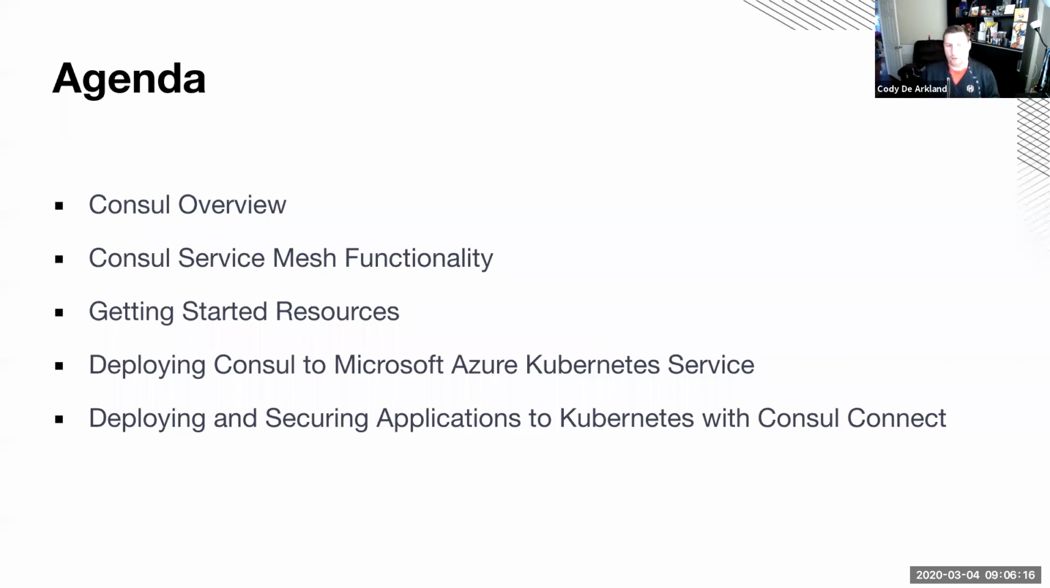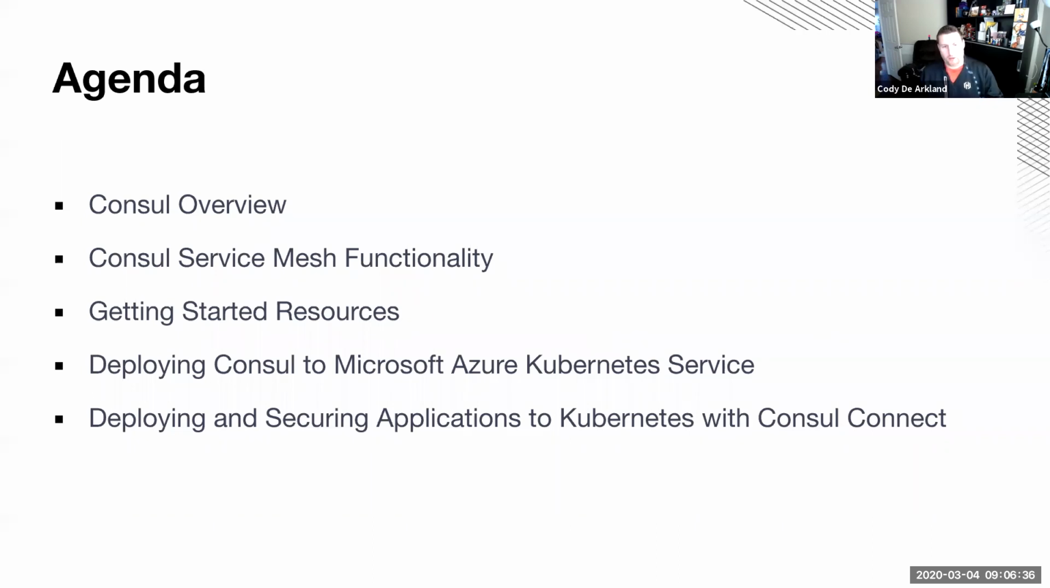I'm going to show a couple of resources on HashiCorp's webpage around getting started: some of our Learn guides, some of our documentation, as well as the actual Helm chart repository. We're going to talk about deploying Consul onto a Microsoft Azure Kubernetes Service cluster. So we'll actually deploy the Helm chart.